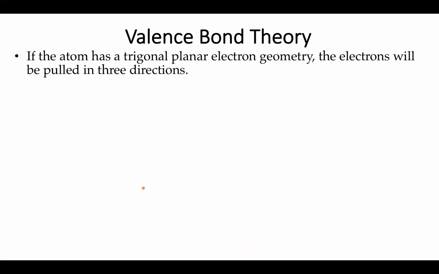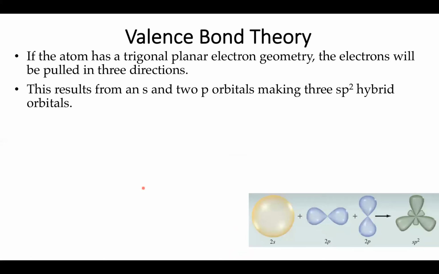So what happens if I've got a trigonal planar electron geometry? Well, in this case, my electrons are being pulled in three separate directions. So this means I need three separate orbitals. So I'm going to take my s orbital, and now I'm going to mix it with two different p orbitals. And this gives me a very similar idea.